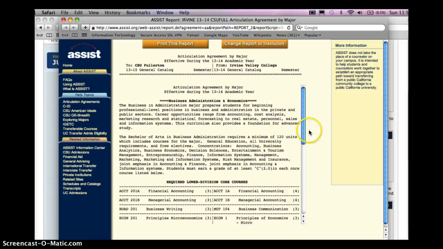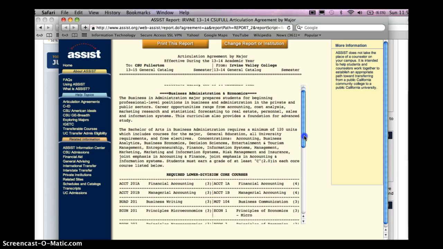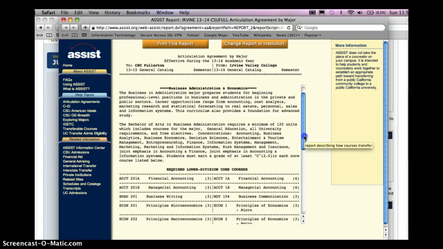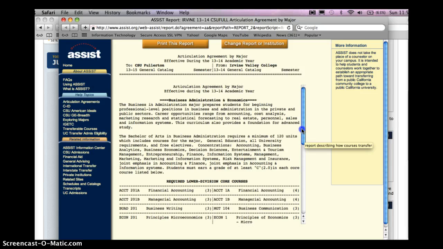As you see within Assist, there's the articulation agreement. Articulation agreement meaning what classes you need for that specific major at that college and what corresponding classes count for that major that we offer here at IVC. A couple things that I'll highlight. On the left you have Cal State Fullerton. On the right you have IVC.